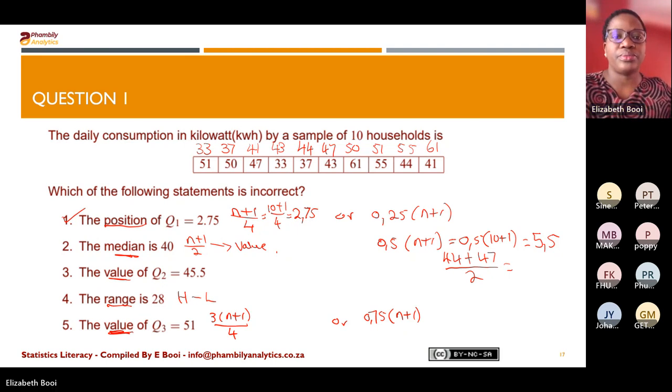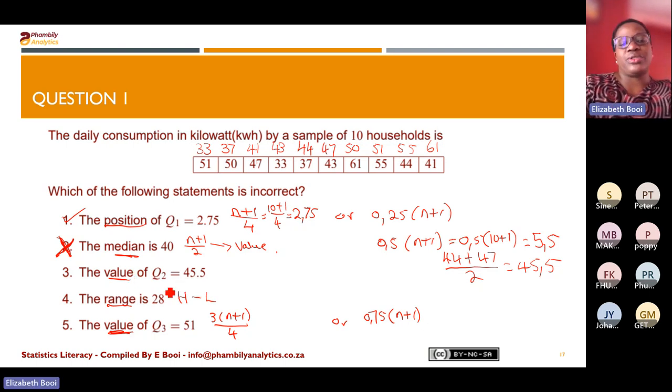44 plus 47 equals 91, divided by 2 is just equals 45.5. And that one said the median is 40, so this one is incorrect.